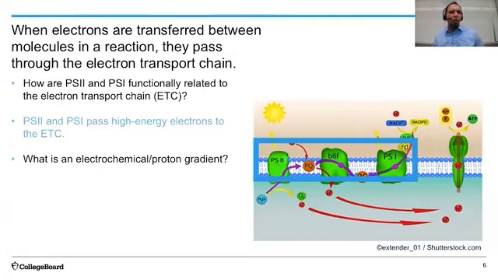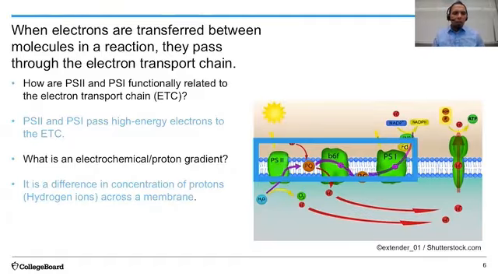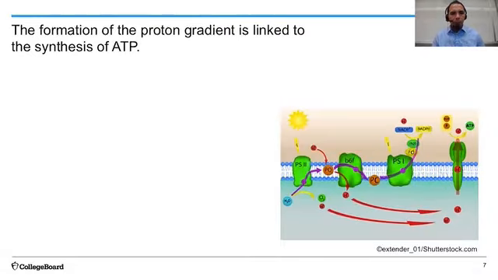I've mentioned this a couple times, but what actually is an electrochemical proton gradient? It's a difference in concentration of protons, or those hydrogen ions, those H pluses, across a membrane. As you can see, the whole point is trying to create this proton gradient. And so let's talk more about this proton gradient.